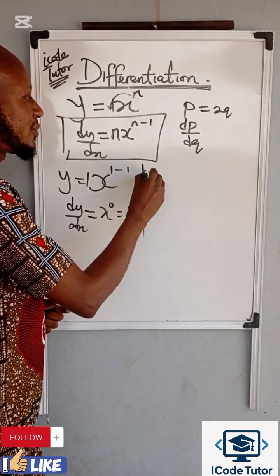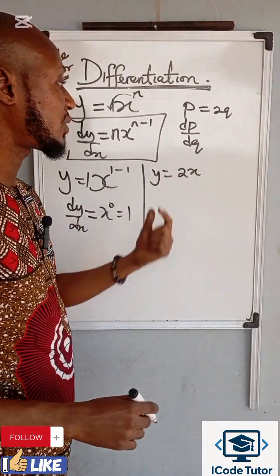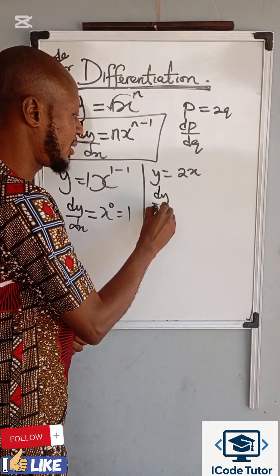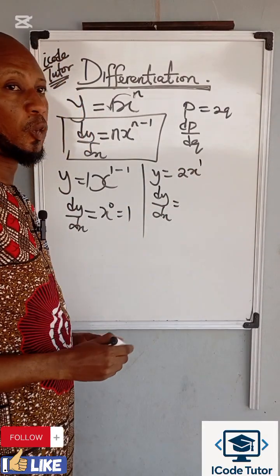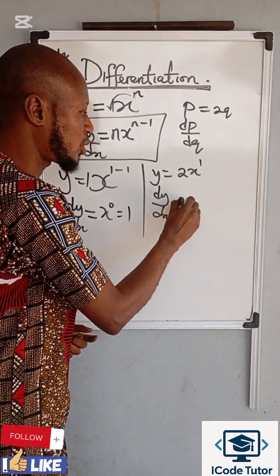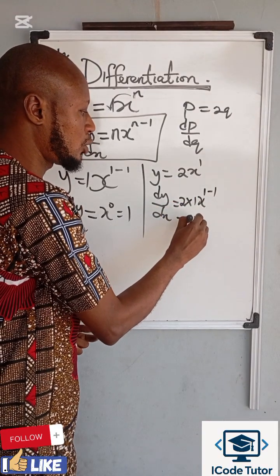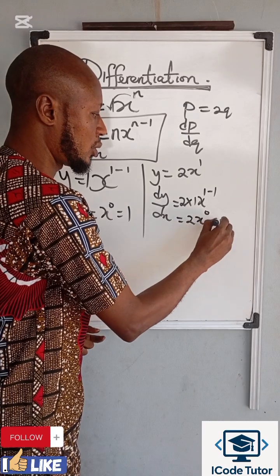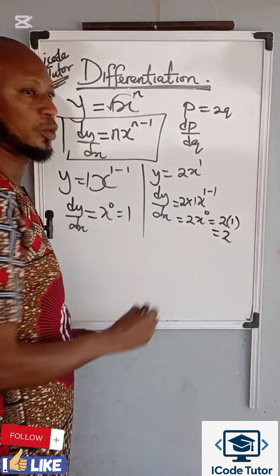Now, let's say you are given y equals 2x. If you have to differentiate this, dy/dx equals, meaning that you have an invisible 1 here. This one will be 2 times 1, x raised to power 1 minus 1. This one will be 2, x raised to power 0. As you all know, anything raised to power 0 is 1. That's 2 times 1 equals 2.